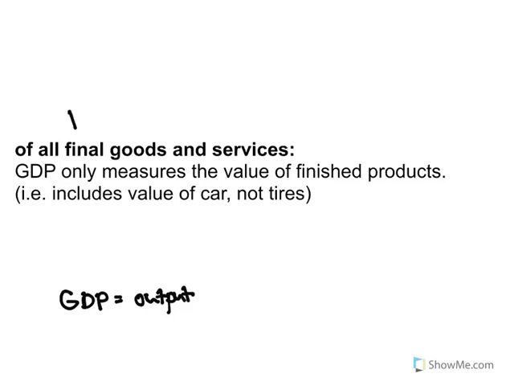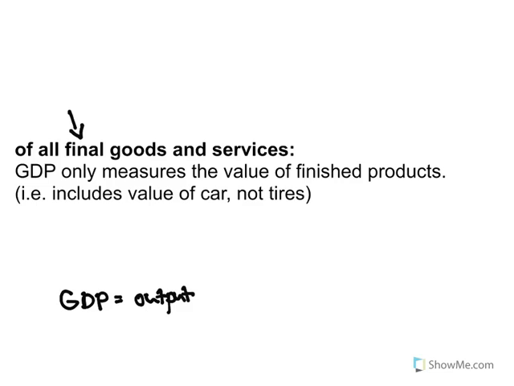Also, you'll note that I say all final goods and services. So what does that mean? GDP only measures the value of finished or completed products. It does not include the value of what we would call intermediate goods or the parts of that completed product. So for example, if we are including the value of a car in GDP, the price tag of the car that you would see on the lot at a dealership would be included in GDP. But the value of the tires, which is a part of the car, would not be included, right?